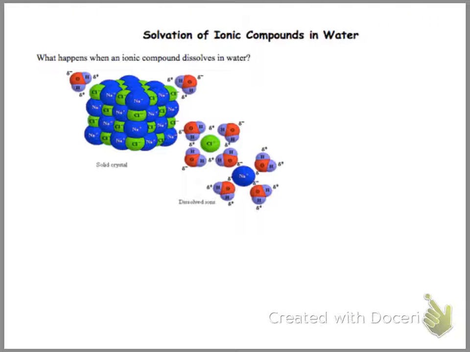So solvation of ionic compounds in water, we've talked a little bit about this before when we talked about solubility rules. So what happens when you take an ionic compound, like in this case this is sodium chloride, and you drop it into water and it dissolves? So what's really happening there?